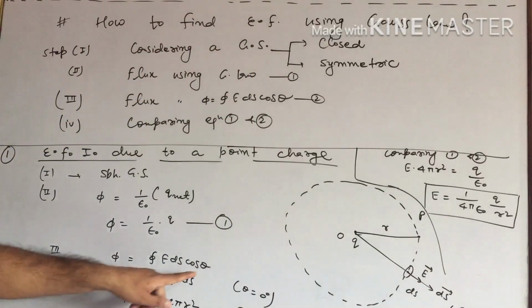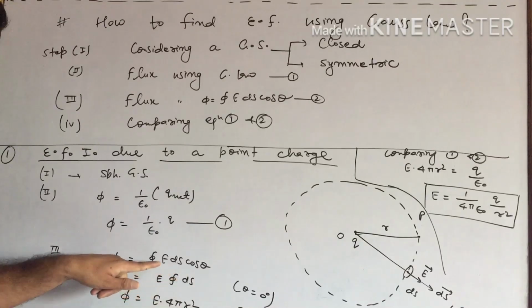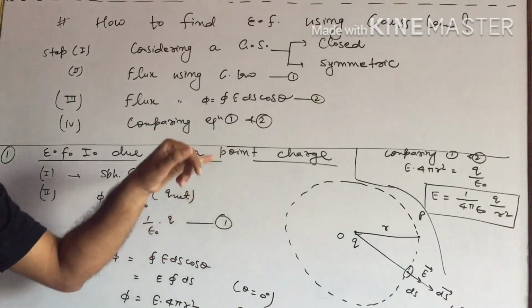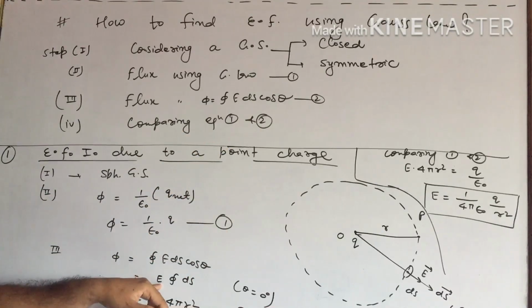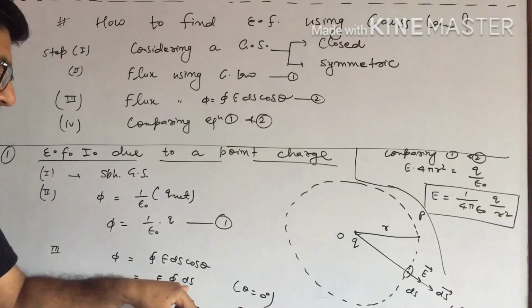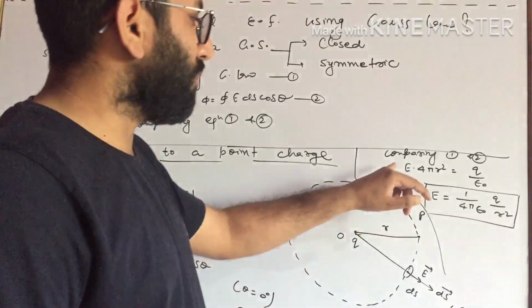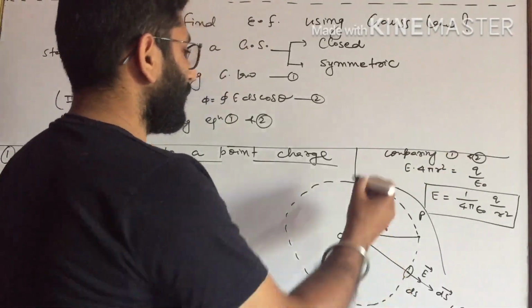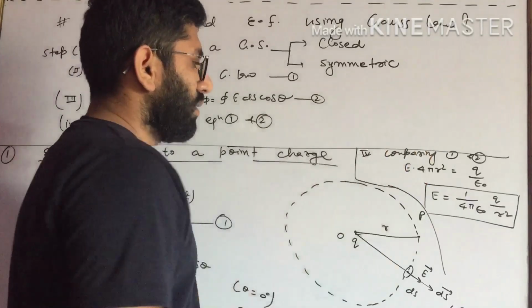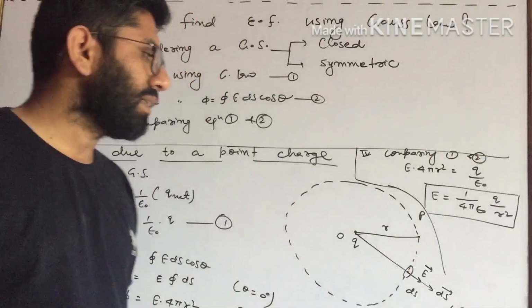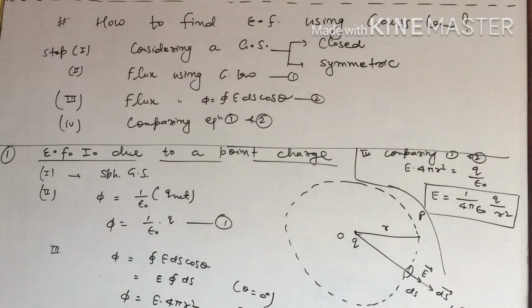So cos 0 will become 1, and due to the symmetry of the surface, the electric field will be the same at each and every point. So the electric field can be taken out of the integration. So it is E integral dS, that means E into 4 pi r square. The last step, the fourth step, is to compare equation 1 and equation 2. We have E into 4 pi r square equal to Q upon epsilon naught, which gives us that the electric field is 1 upon 4 pi epsilon naught Q upon r square. That's it.